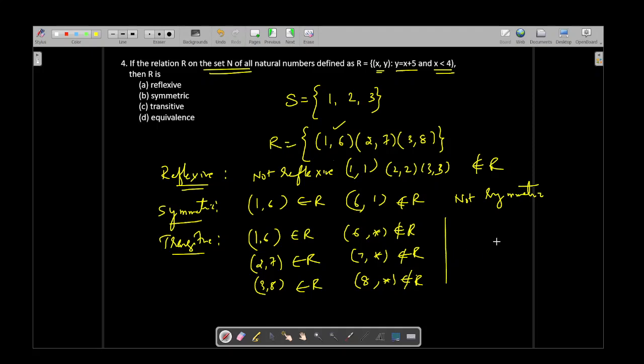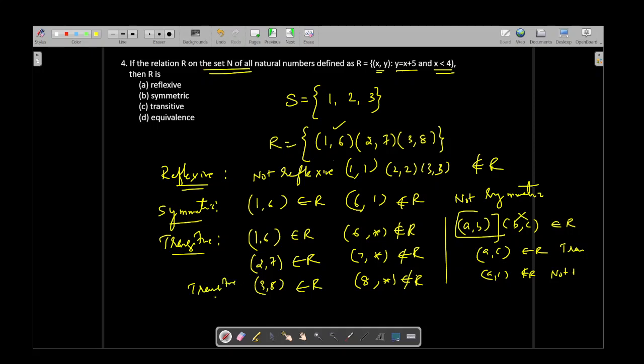So we know that to say any relation is transitive, we should check the presence of both a comma b and b comma c. If these two are both members of R, then if a comma c is a member of R, it is transitive. If a comma c is not a member of R, then it is not transitive. But here we are not getting b comma c at all. We have only a comma b. So it is transitive. We have already discussed this in the previous videos clearly. You can refer to those videos. So it is only transitive.